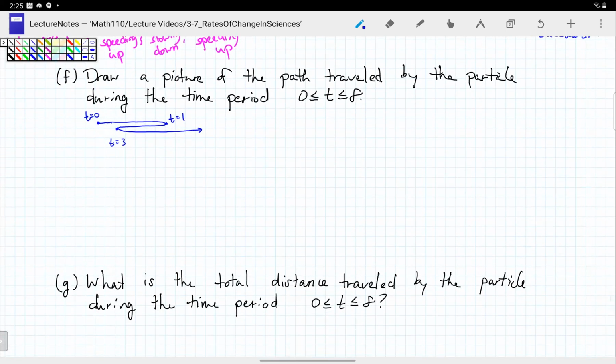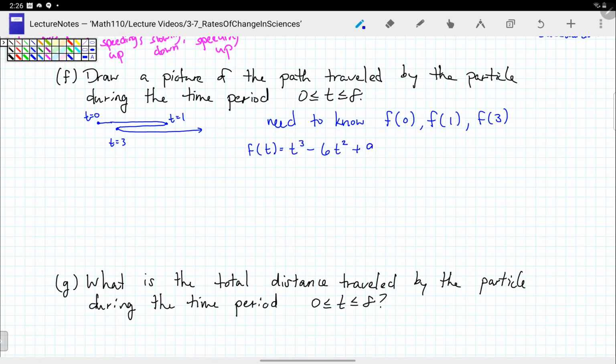Okay. And we need to get a little bit more particular, like what is the position of the particle at these little marker points. So we need to know the position at t equals 0, at t equals 1, and t equals 3. So we need to know f of 0, f of 1, and f of 3. So let's remind ourselves, f of t is t to the third power minus 6t to the second power plus 9t.